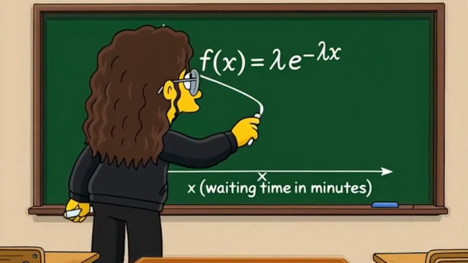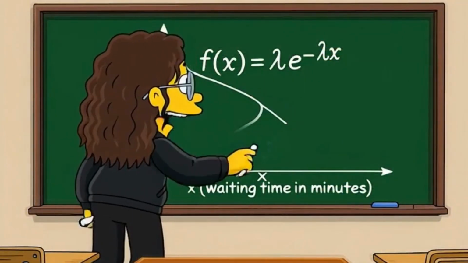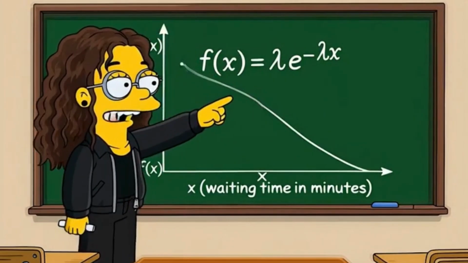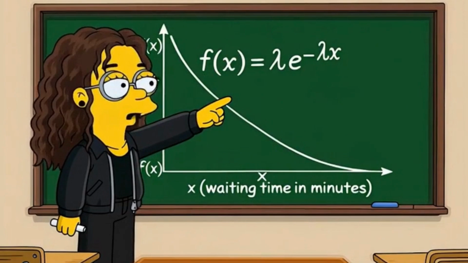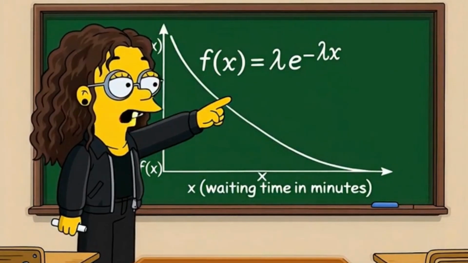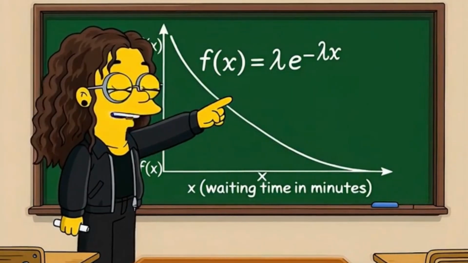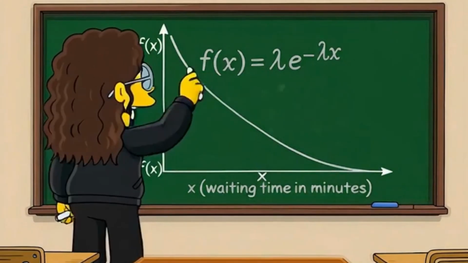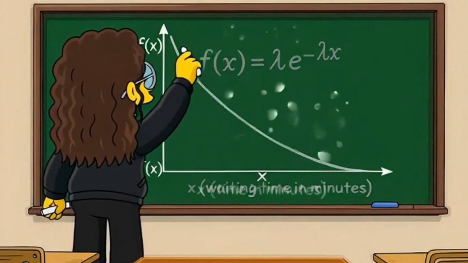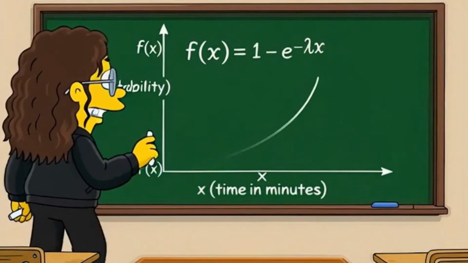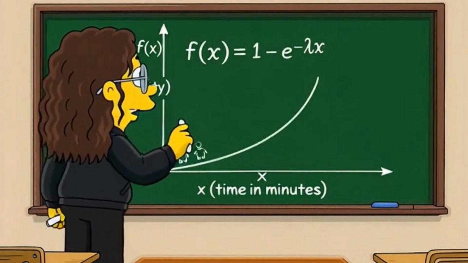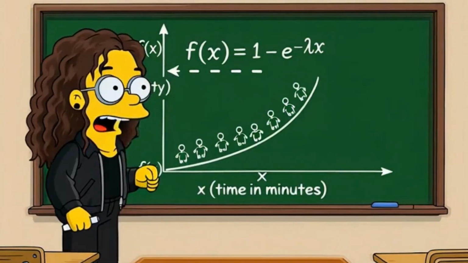The distribution we use depends on a parameter called lambda. The probability density function describes how likely it is for the waiting time to take a specific value. In an exponential distribution, short waiting times are more likely than long ones. The cumulative distribution function answers a different question: what is the probability that the next patient arrives before a certain time?